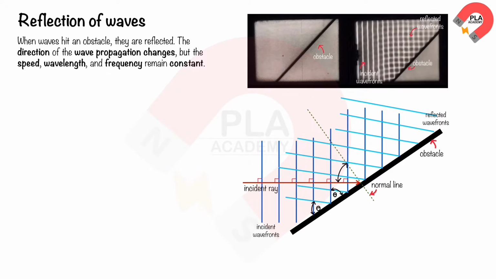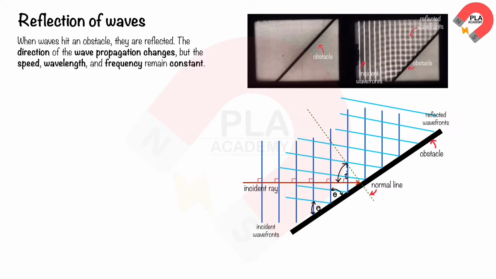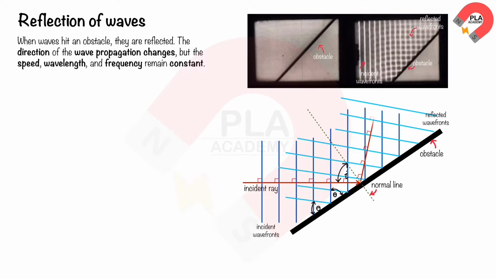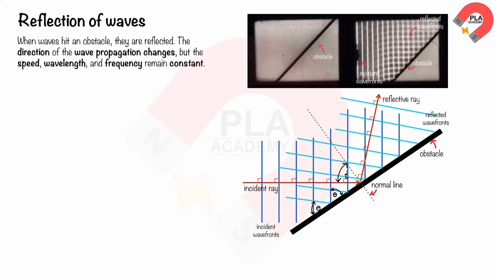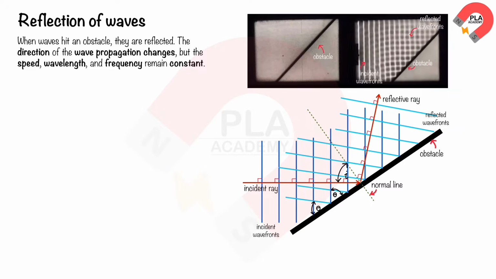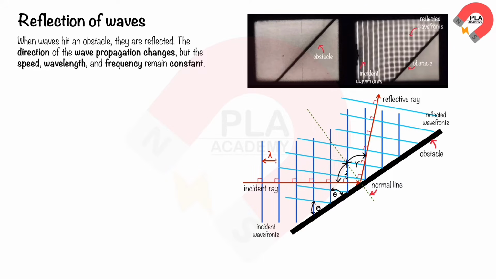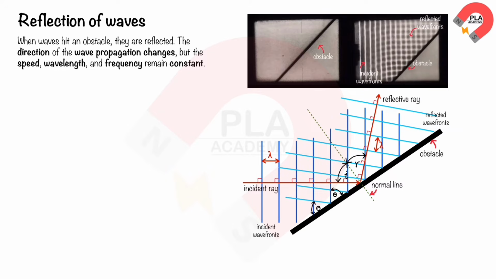The angle of incidence, I, is between the incident ray and normal line. Draw the reflected ray that is perpendicular to the reflected wavefronts, and its direction is the direction of wave propagation, direction of energy transfer. The angle of reflection, R, is between the reflected ray and normal line. The space between consecutive wavefronts is the wavelength, which is equal before and after reflection.